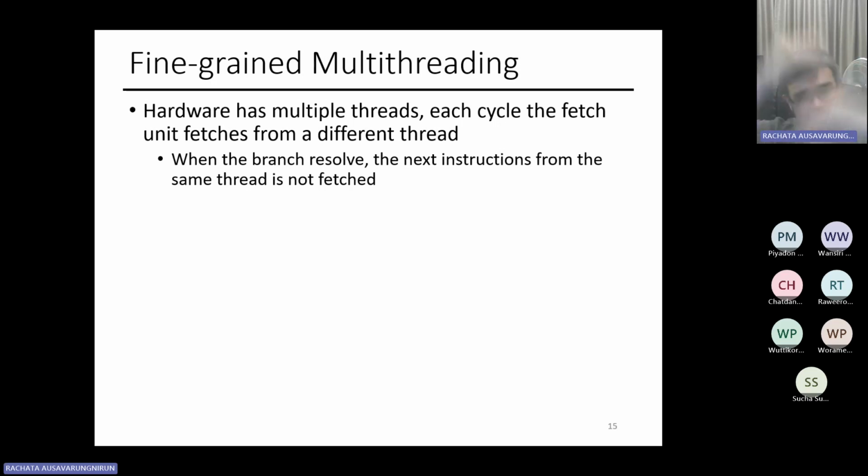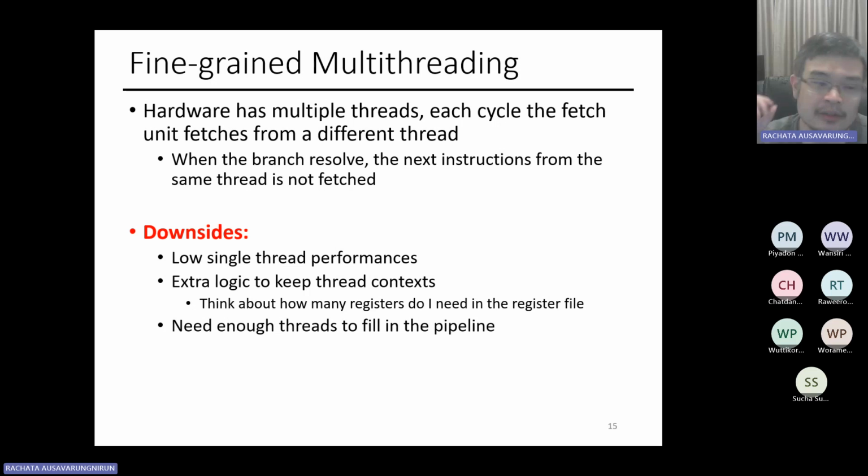This allows you to keep context switching in hardware, which is really good in terms of performance. It's just so costly to maintain all these active threads. But when you resolve the branch, by the time you know the condition, you haven't fetched the same thread again; essentially you keep fetching the new thread. So the downside of fine-grained multi-threading is that it gives low single-thread performance, and you need extra logic to keep thread context.